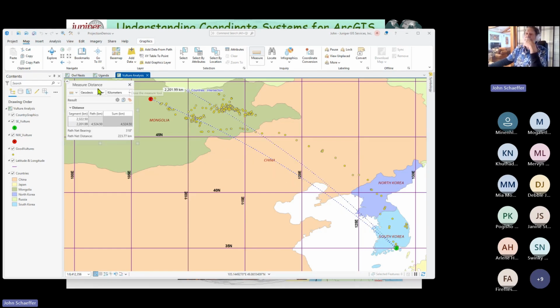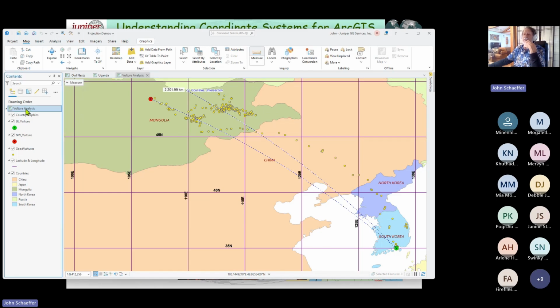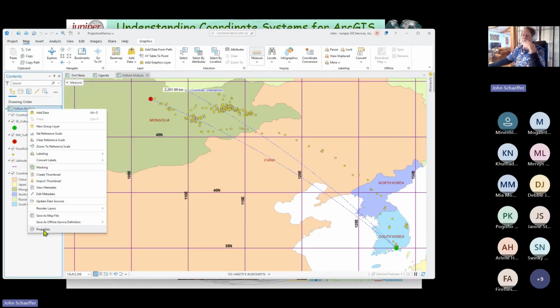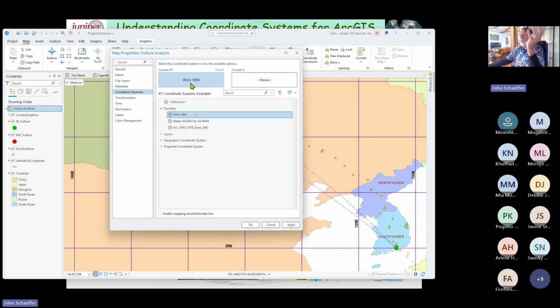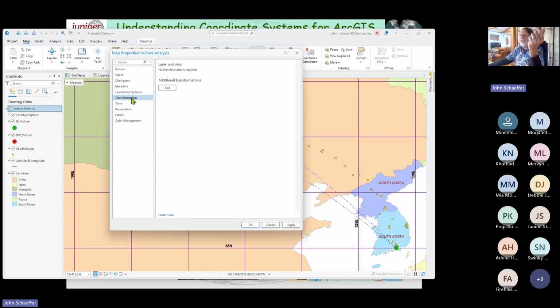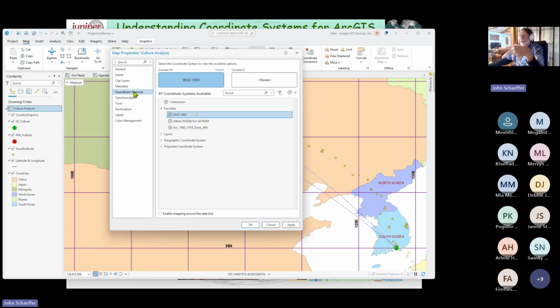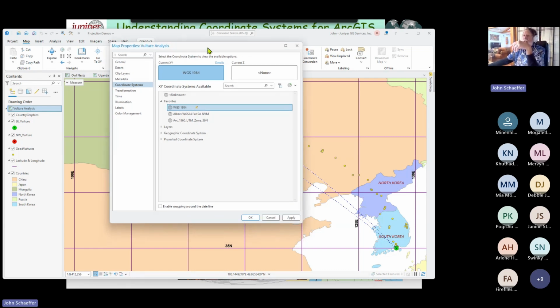Okay, let's make this a little smaller. And let's go and make some changes. So I'm going to right-click vulture analysis, go to properties, coordinate systems, and we're in WGS 84. Transformation, no transformation required because everything is in the same coordinate system.